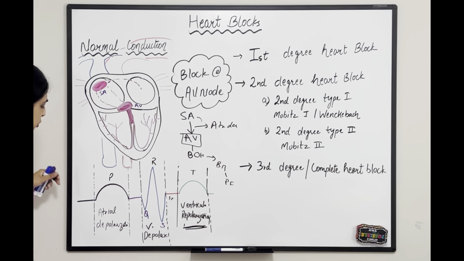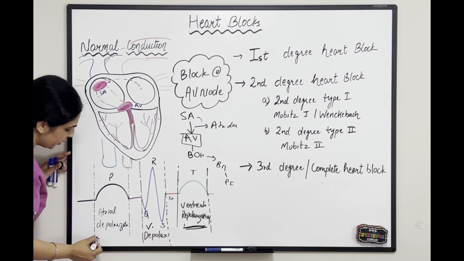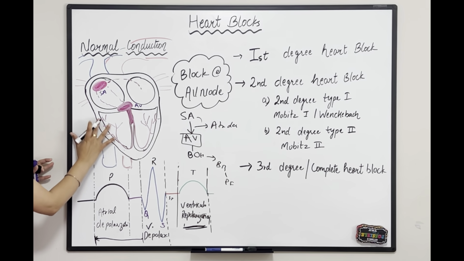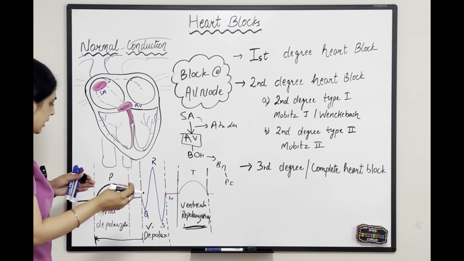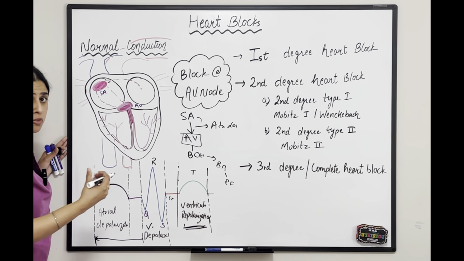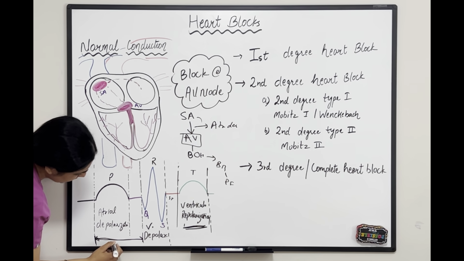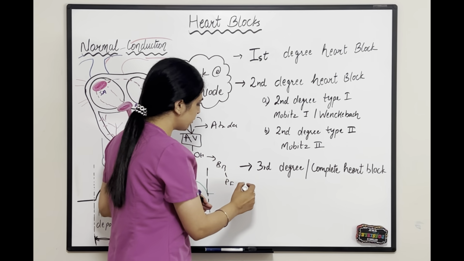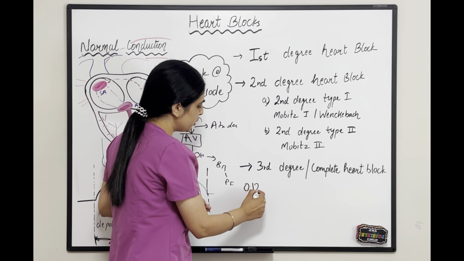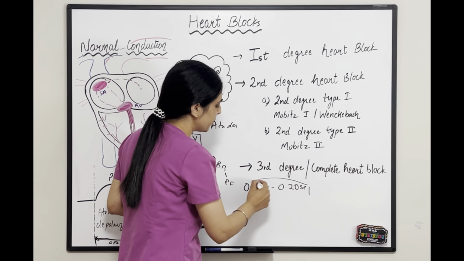For heart block, we should know the normal PR interval. The PR interval is the time when impulses start from the SA node and transmit to the whole ventricle, just before ventricular depolarization, just before ventricular contraction. We call this time the PR interval. We should know the normal range of the PR interval: 0.12 second to 0.20 second is normal.